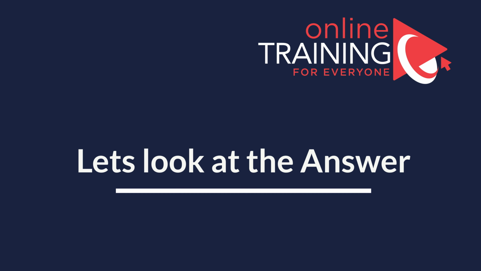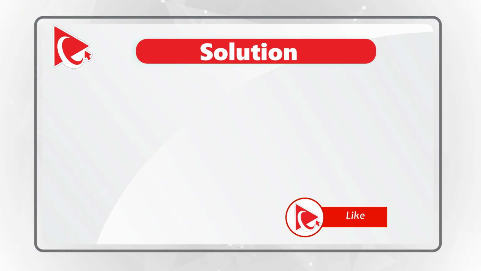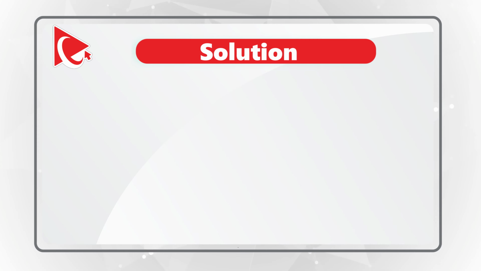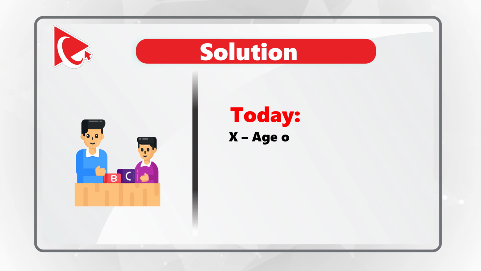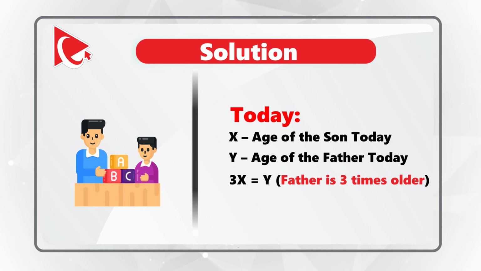One of the ways to solve this problem is to take the number from the solution and see if it will work in the math. But instead of doing that, we're going to build the expression and calculate the father's present age. In the first step, we're going to introduce 2 variables. Variable x will represent the age of the son today, and variable y will represent the father's age today. So our first formula is 3x equals y, which indicates that today the father is 3 times older than his son.